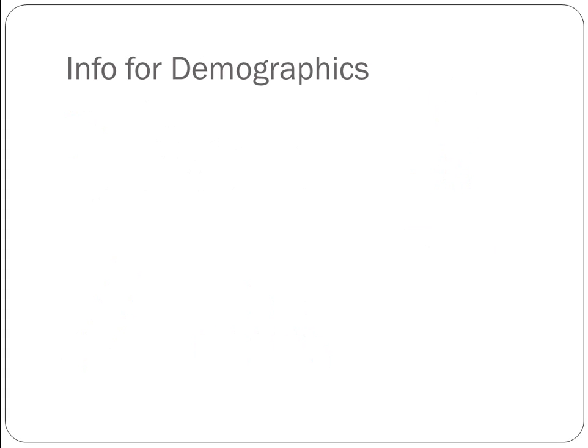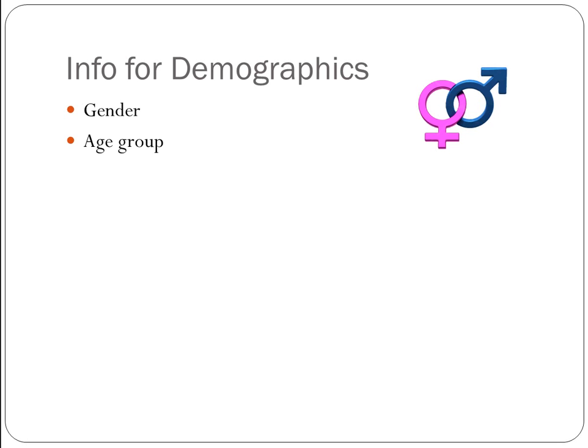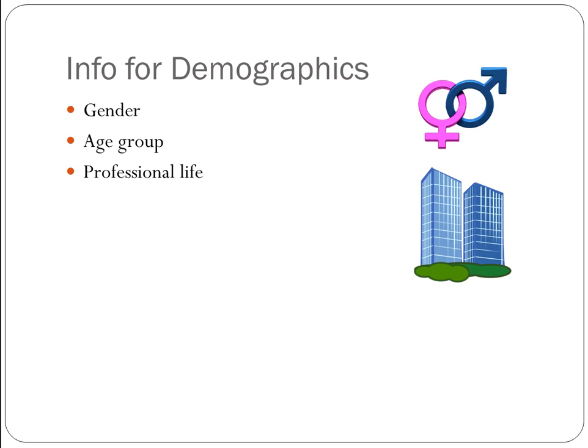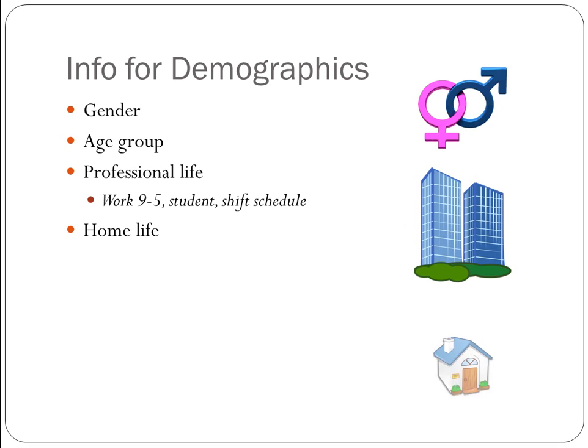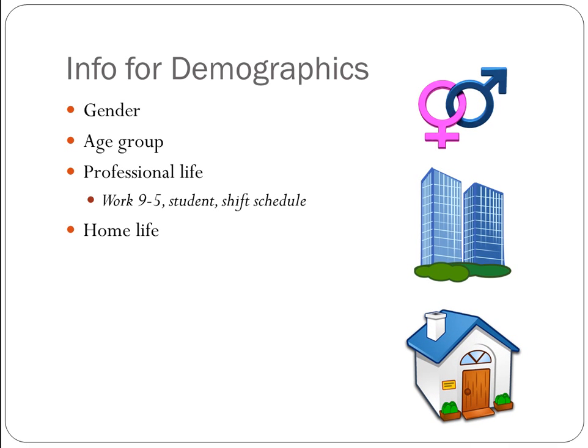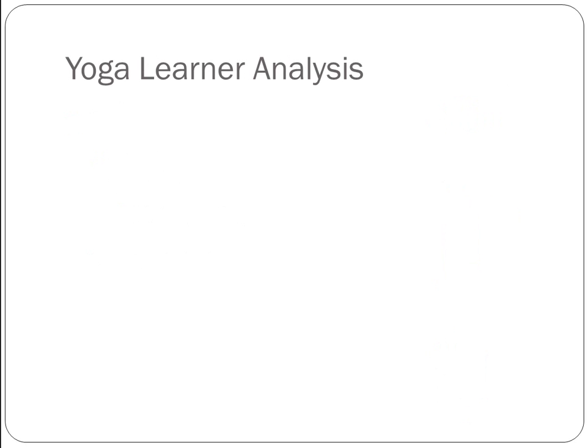For demographics, we want to know their gender, age group, what they do for their professional life, such as working 9 to 5, are they a student, do they work a shift schedule, and what is their home life like? Are they married, single, do they have children, are they a caretaker? Don't be overwhelmed by all of this. The final product of a learner analysis will be a few short points applicable to your students.